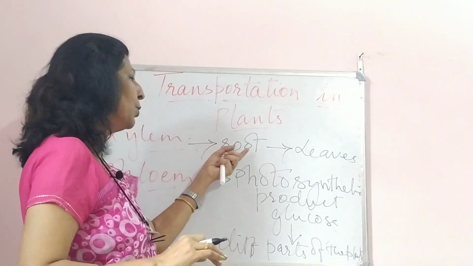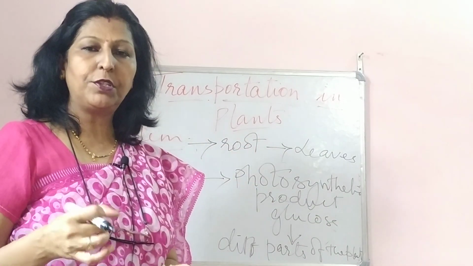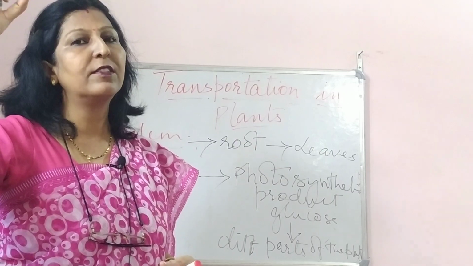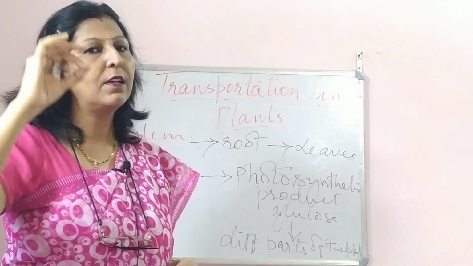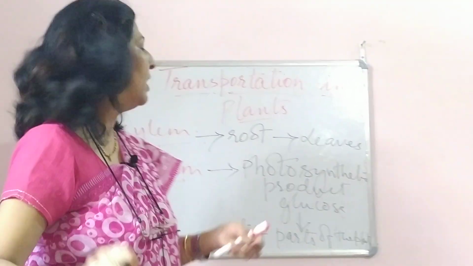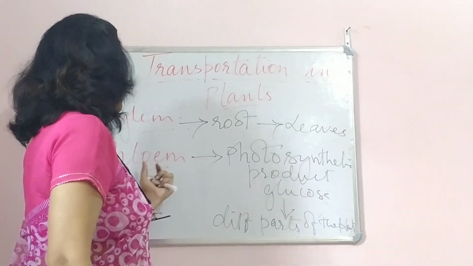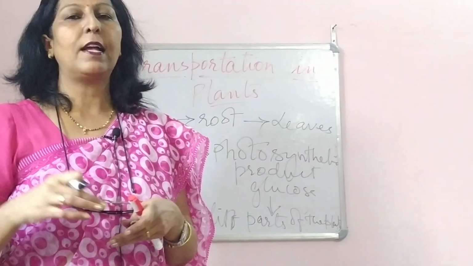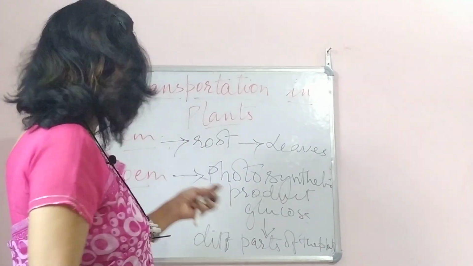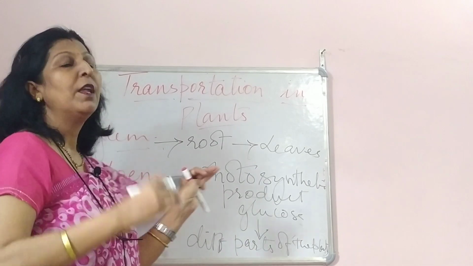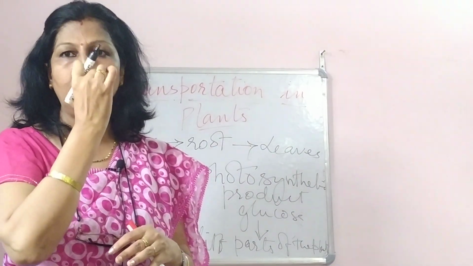So xylem as a whole absorbs everything from the root and carries it to the leaves. Why to the leaves? Because the leaf is the kitchen of the plant. The complete photosynthetic process takes place in the leaves, so everything is required in the leaves. And whatever product has been formed by photosynthesis is normally carried by the phloem to different parts of the plant.